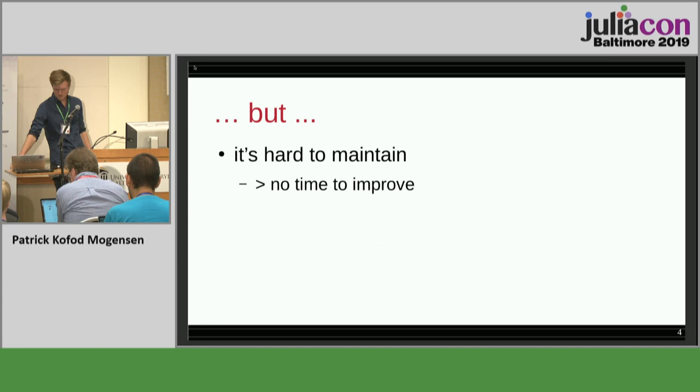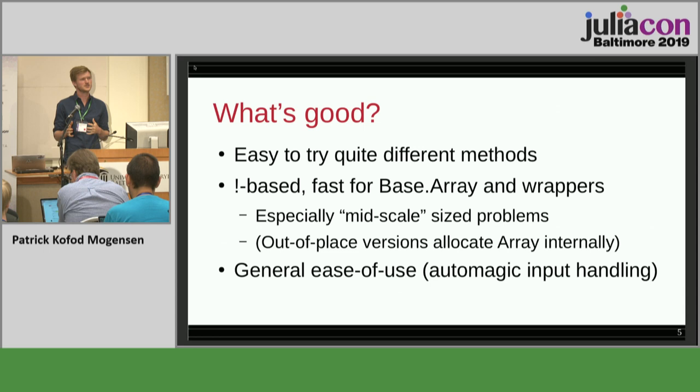So what's good about Optim and why do I think that people use it? Well, it's easy to swap out different methods. If you have your objective function, it's quite easy to just try out simulated annealing, then switch to Nelder-Mead, gradient descent, BFGS, Newton. It will automatically use AD or ForwardDiff if you didn't provide enough information. So it's quite easy to use different methods.